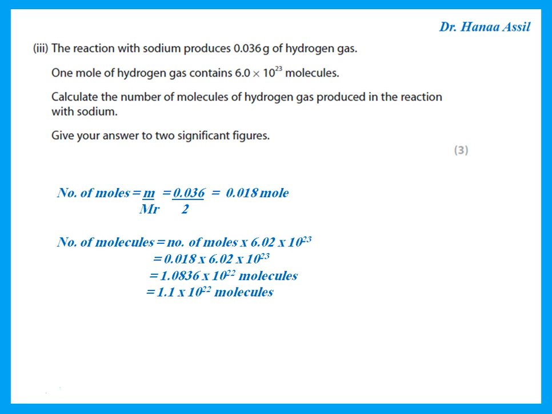He wants it in 2 significant figures. Please do not leave it with all these significant figures. He wants only 2, so your final answer must be 1.1. Please round up correctly. 1.08 is not 1.0, it's 1.1. 1.1 times 10 to the 22. You should know how to round up a number.